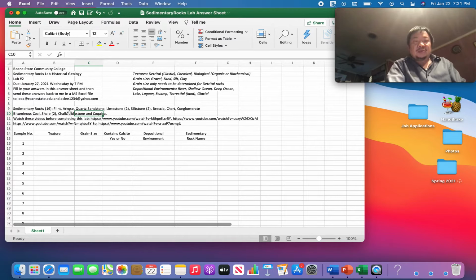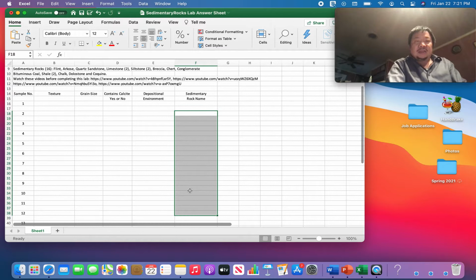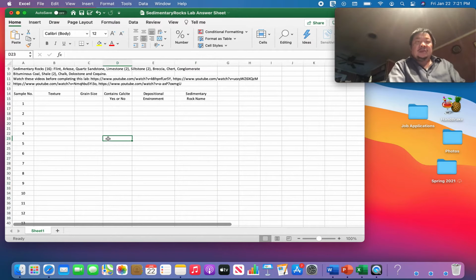which is which, but it's one of these 16 rocks here, and you want to put the name of the rocks here. But before you get to the name of the rock, you need to try and figure out the characteristics of each of the different sedimentary rocks. Once again, use your lab manual. It's really good, the part on sedimentary rocks, and also watch those videos.